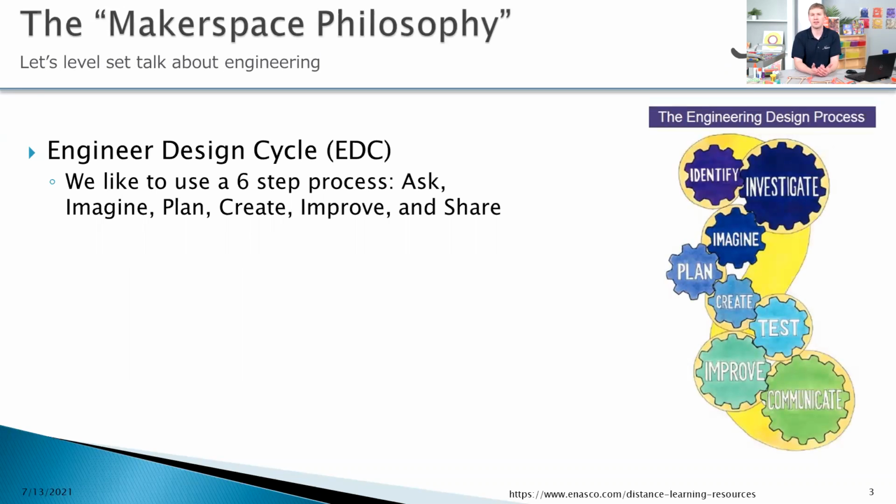So the engineer design cycle, let's talk about that. I know it more familiarly as a 6-step process. I feel like if it gets a little bit longer than that, students think about, okay, what step am I on now? So I think 6 is a happy medium. On the right-hand side, you can see: identify, investigate, imagine, plan, create, test, improve, communicate. I have a different iteration of that: ask, imagine, plan, create, improve, and share.